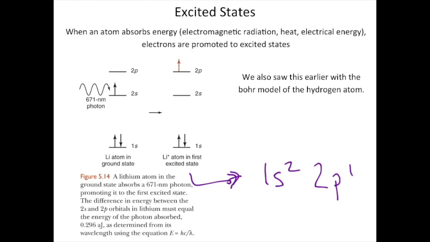Now this could go to the second excited state. It could jump up to the 3s, or the 3p is then the third excited state. So once you know excited states and how to do ground state electron configurations, this little extension is pretty easy to realize once you put these two concepts together.